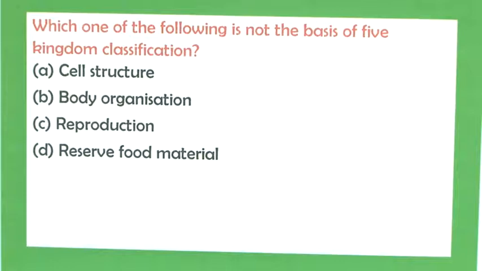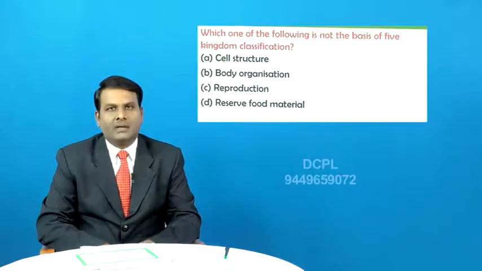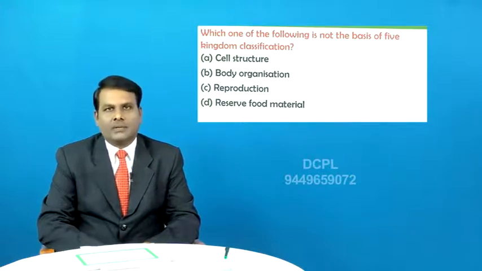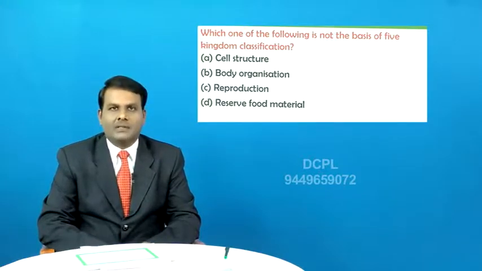Which one of the following is not the basis of 5 kingdom classification? As you all know, there are 5 kingdoms, classified based on the knowledge accumulated in biology from time to time. For classification of all these organisms into 5 kingdoms, several criteria have been used, which include body organization like prokaryotes or eukaryotes, autotrophic or heterotrophic, that is mode of nutrition, and then ecological role, and so forth. So, there are many criteria used for classification of all living organisms into 5 kingdoms.